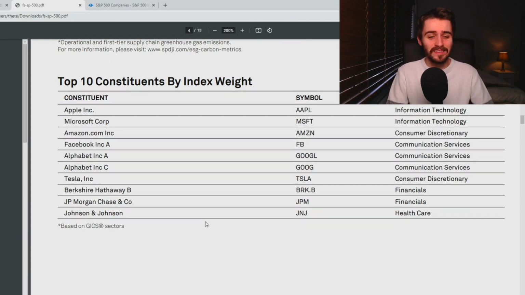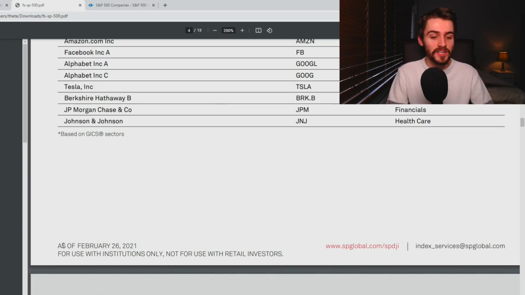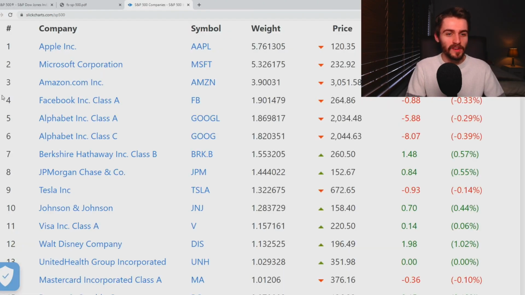Now, the interesting thing to note is that this report is actually dated as of February 26, 2021. And if we were to compare this list above to the actual updated rankings, we can see that the rankings have changed slightly. So if we take a look here at the Slick Charts website, which is effectively updated every day for the newest rankings in the S&P 500 index based on the current market capitalization of the companies, we can see that the rankings have actually changed as compared to the report which we were previously looking at.